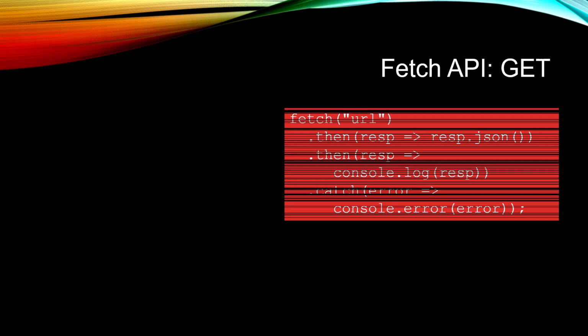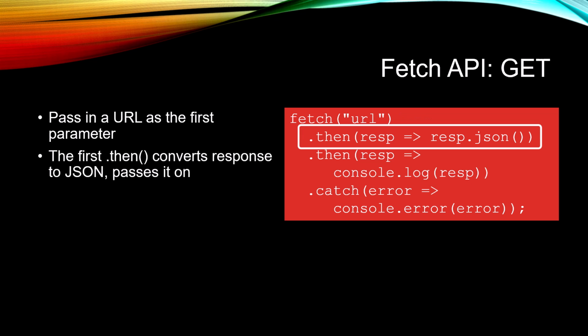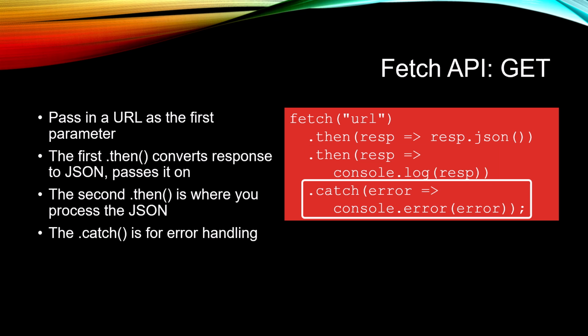Let's take a look at the small amount of code that you have to write to get some data from a web API. You pass in a URL as the first parameter where the web API is located. The first .then method converts the response to JSON and then passes it on to the second .then method, which is where you then process that response. You process whatever JSON it returns back. So you need to know, obviously, what your API is expecting to give you back. The catch is for error handling. So this is the promise-based approach where everything just gets chained together.